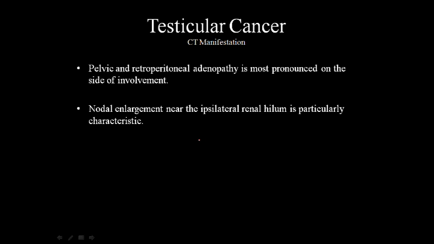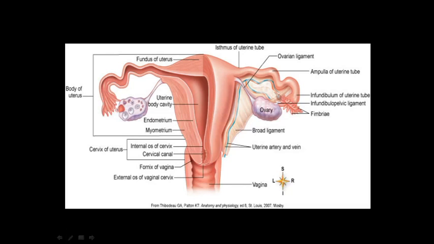So if you were to do a CT of the pelvis to see if there's testicular cancer, you see that pelvic and retroperitoneal adenopathy is most pronounced on the side of involvement. So usually you're going to see something on the side where the testicular cancer resides. And also you may see nodal enlargement near the ipsilateral renal column, and it's particularly characteristic. And so you may see some type of nodal enlargement, but that's all you will see with testicular cancer.